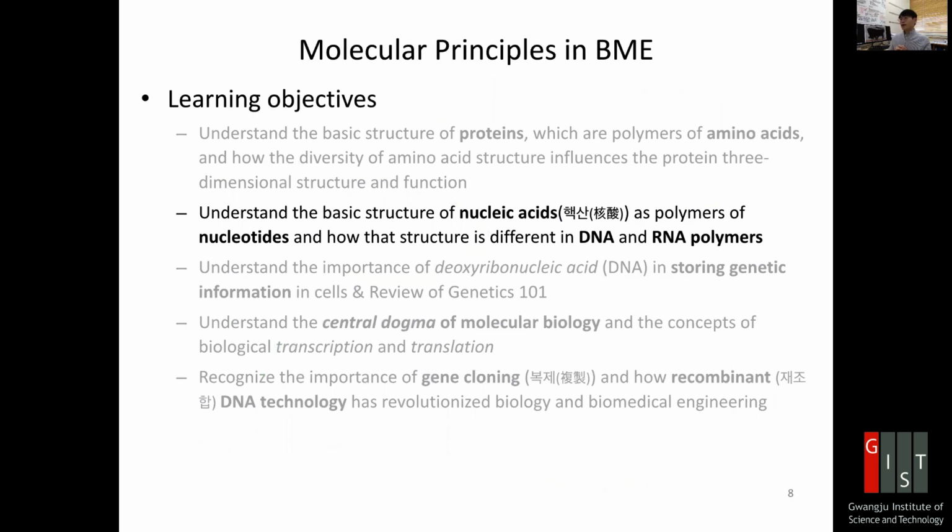So we discussed the basic principles of proteins, which are polymers of amino acids, and how the diversity of about 20 natural amino acids influences their three-dimensional structure and function.